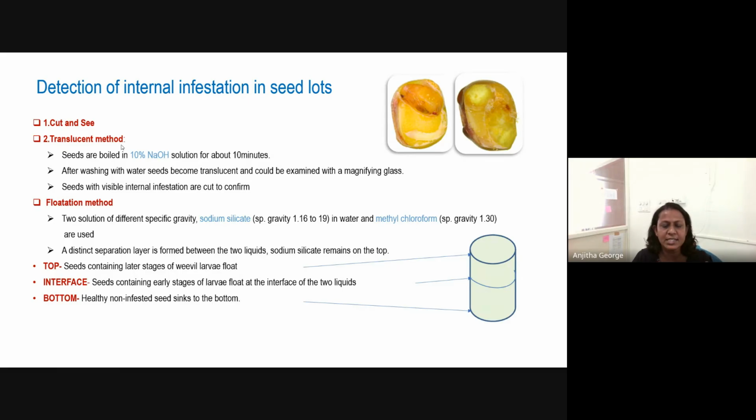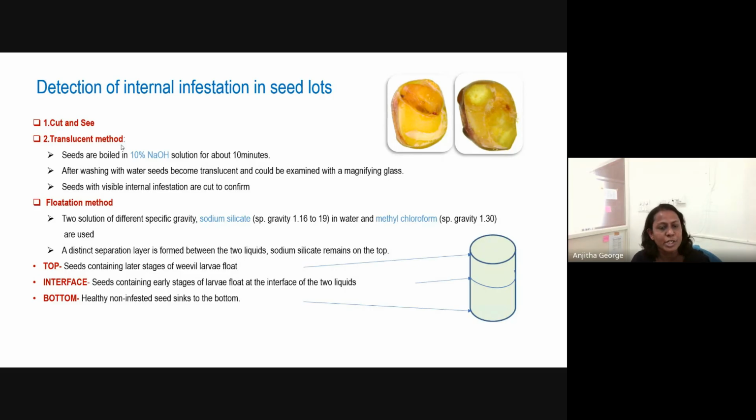And if the insect infestation stages are there inside, you can see something against the background. Suppose it is white rice or paddy, you can see the larva or pupa. You cannot make out whether it is a larva or pupa, but you can be sure that there is a stage of this insect pest inside the seed. Then just to make doubly sure, you can cut the seed and see whether the insect stages are there or not.